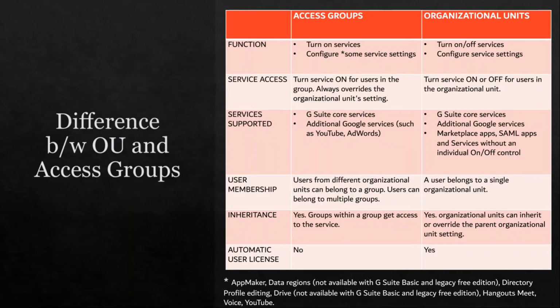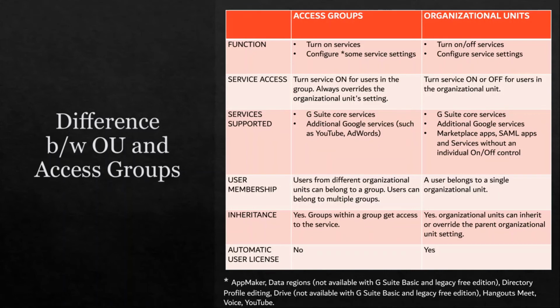G Suite core services and additional Google services are supported by access groups as well as by OUs. But unlike OUs, only some additional Google services are supported by groups. You can also configure marketplace apps, SAML apps and services for your users under an OU. Another difference between the two is that users from different OUs can belong to a group or multiple groups, but a user can only belong to a single OU. What this means is that if a user, let's say Anita, is in the finance OU, then she can't be part of any other organizational unit.